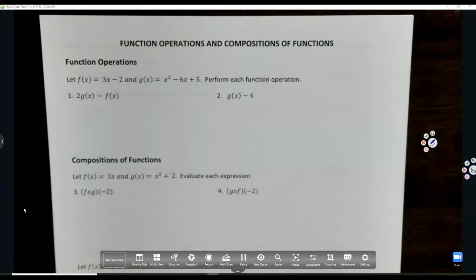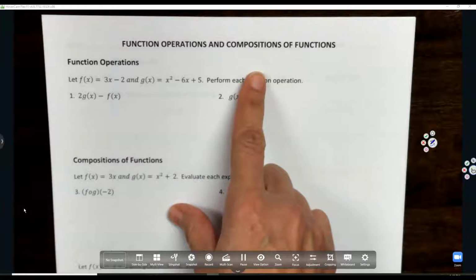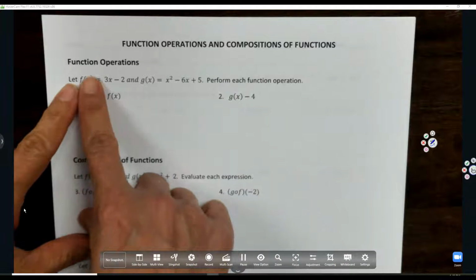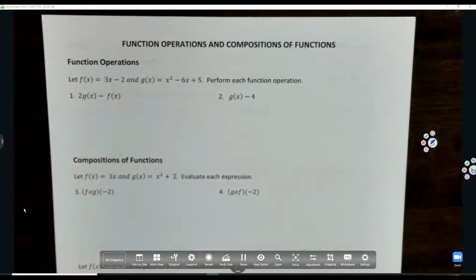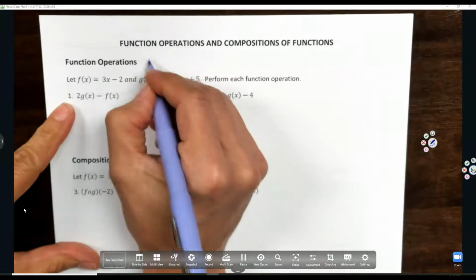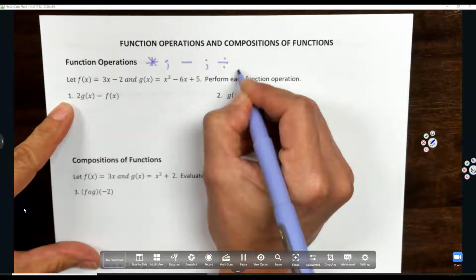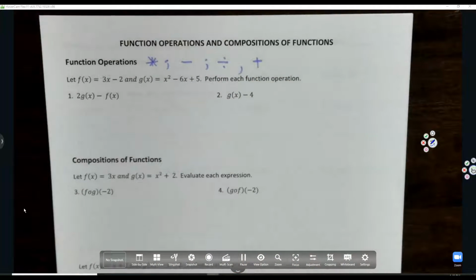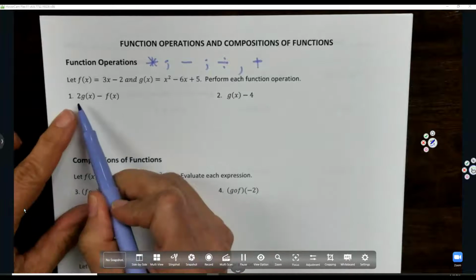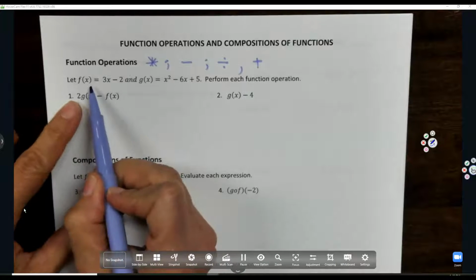All right, so for this first piece, function operations, page 24. What we are doing, guys, is remember operations are adding, subtracting, multiplying, or dividing. So there's just 4 things that you can do here. Add, subtract, multiply, or divide. And remember what these are. This is f of x.